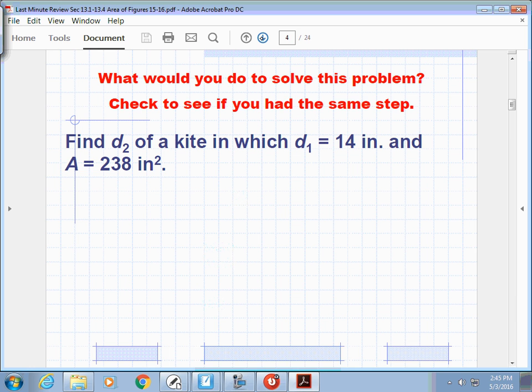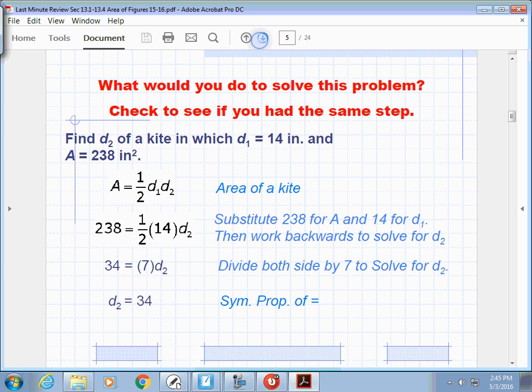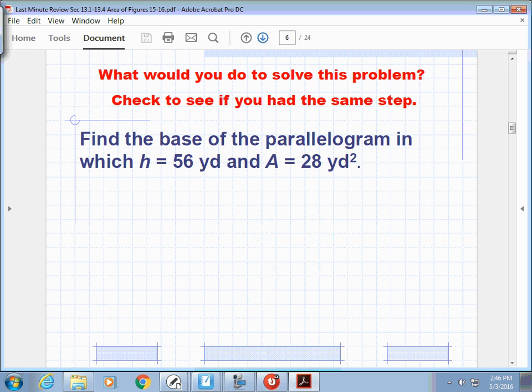If you go to the next one, what would you do to solve a problem? Check to see if you have the same steps. So find d2 of a kite, where d1 equals 14 and A equals 238 inches squared. Hopefully you ask yourself, use the formula, plug it in, and it tells you what you should have done to get to your answer. So this is a good way to check to see if you're on the right step for each problem. And if you miss something and you're not doing it that way, then I would study those steps.